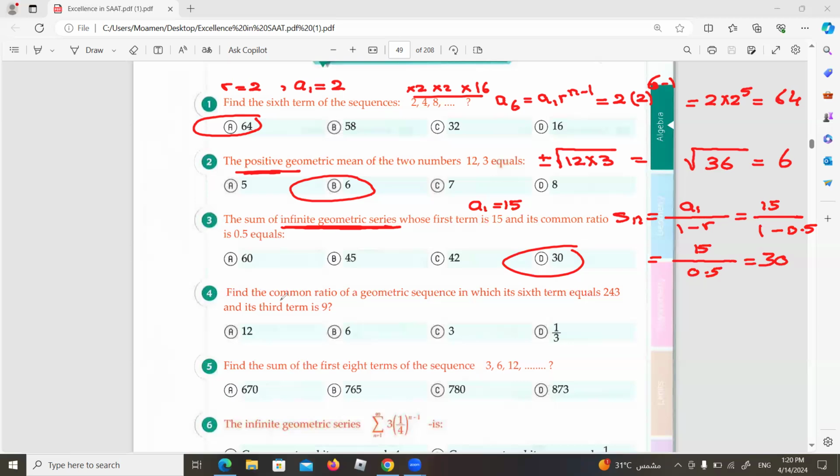Find the common ratio. So R is missing. I need to find R.